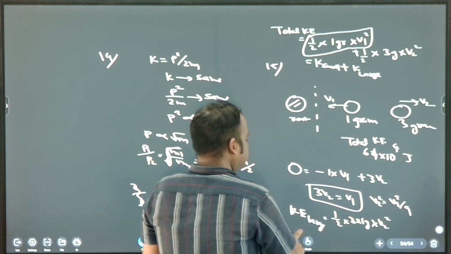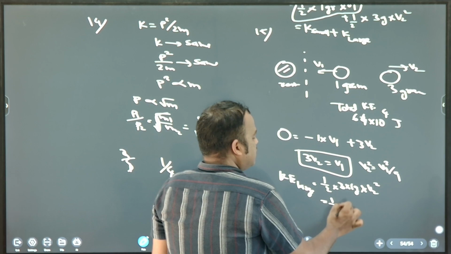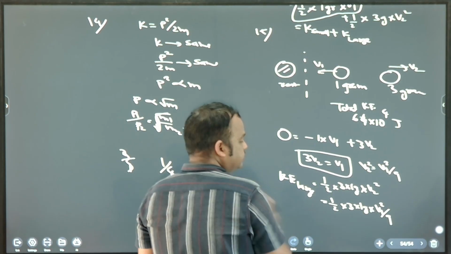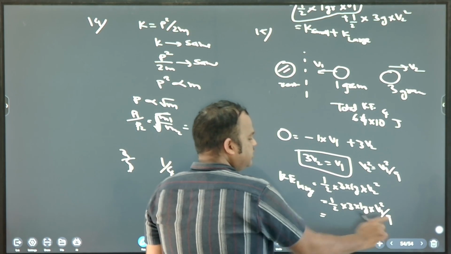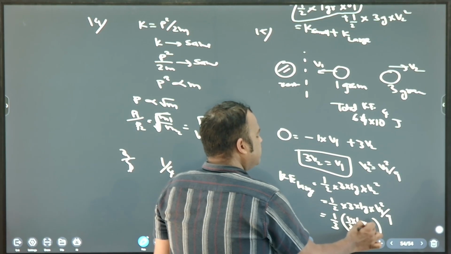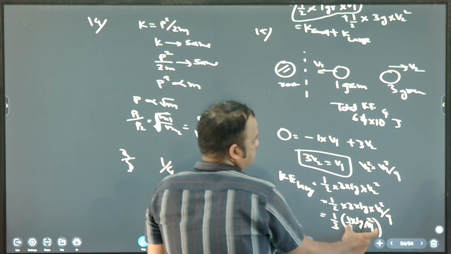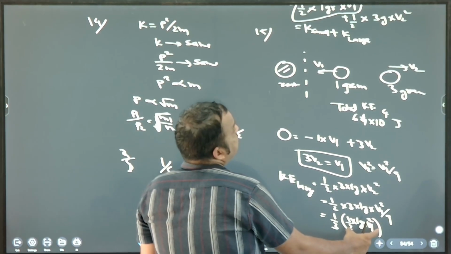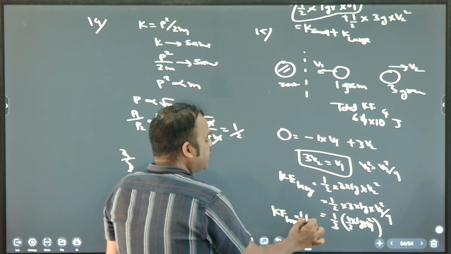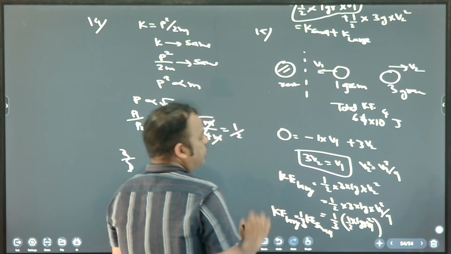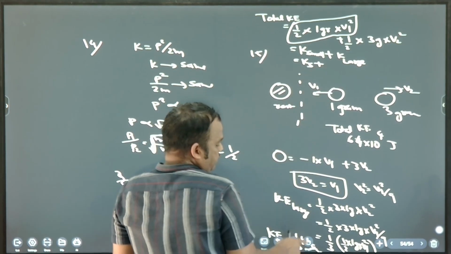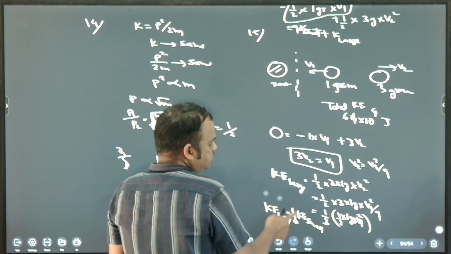So put it here. So half 3 into 1 gram into v1 square by 9, correct? Now 3 by 9, how much? 1 by 3. So 1 by 3 into 1 by 2 into 1 gram into v1 square. And what is this? Kinetic energy of small. So kinetic energy of large is 1 by 3 times kinetic energy of small. Now you put here, so K total is equal to K small plus 1 by 3 times K small.